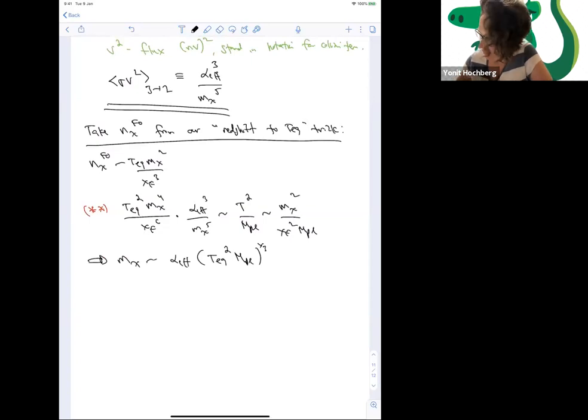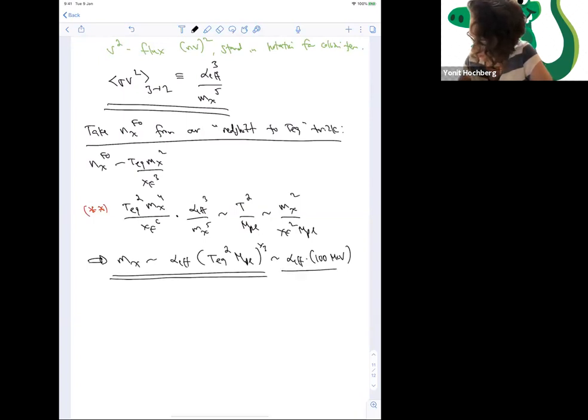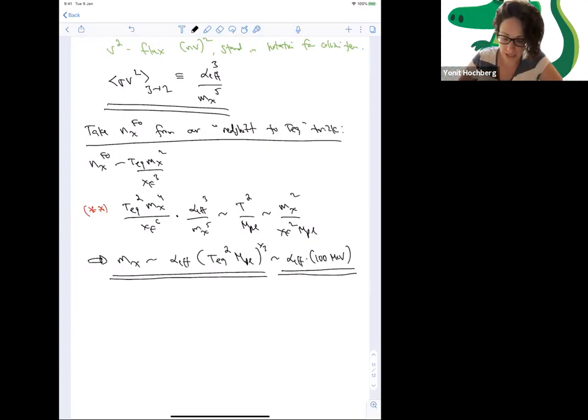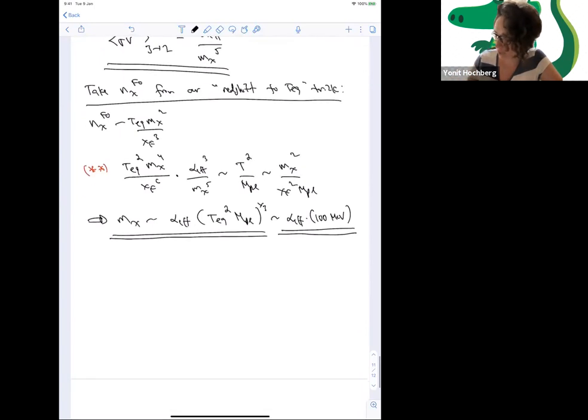And if you plug in the numbers, this comes out to be alpha effective times around 100 MeV. So this is what freeze out gives us if a 3-to-2 process is what's responsible for the relic abundance of dark matter. What we get now is that the mass goes like coupling times no longer an ordinary geometric mean between T equality and M Planck, but some generalized geometric mean between T equality and M Planck.